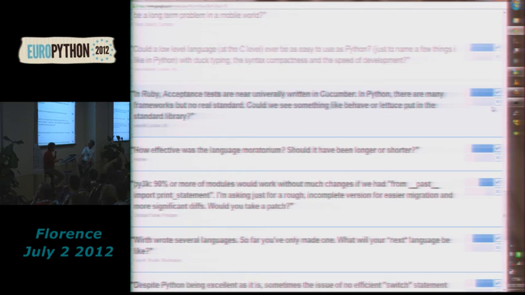Stack Overflow. I can't understand the question. I don't know what cucumbers and lettuce and behave are, and behave looks like a verb to me anyway. And lettuce and cucumber are vegetables.